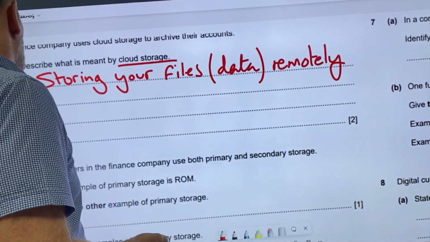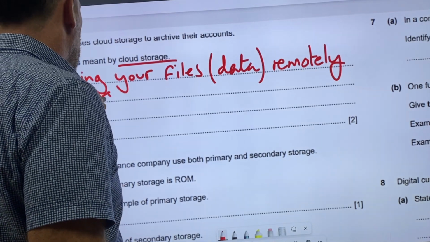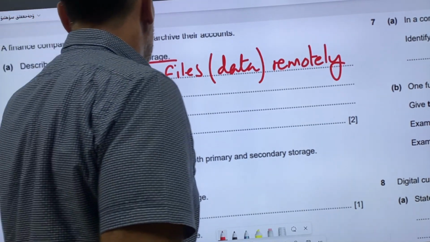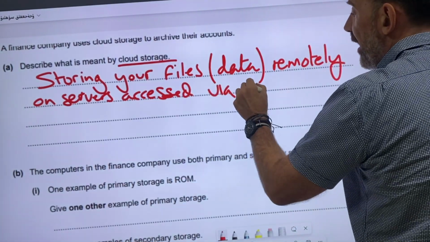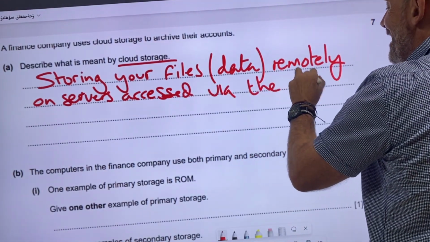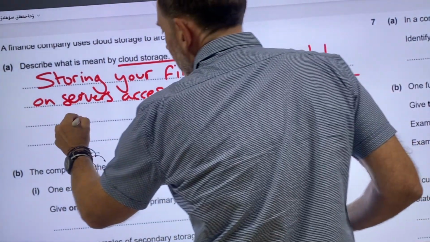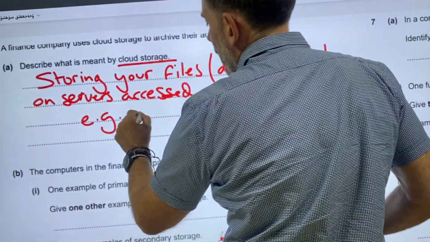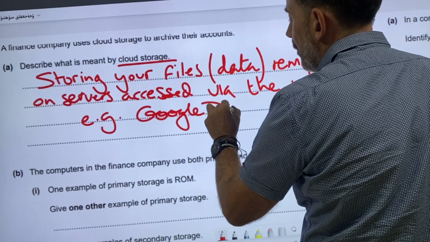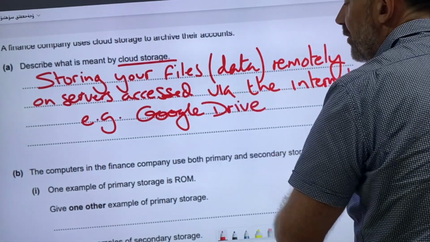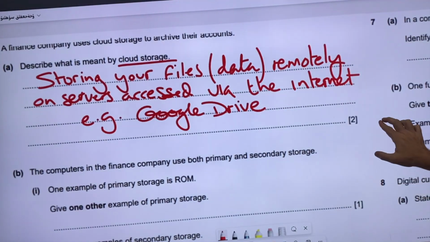Remotely on servers, accessed via, it's only 2 marks this, via the internet. I'll put an example, e.g. Google Drive, Dropbox, Microsoft OneDrive. Yeah, 2 marks, nice and easy.